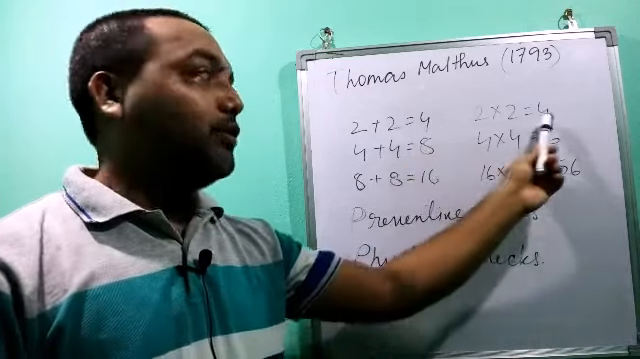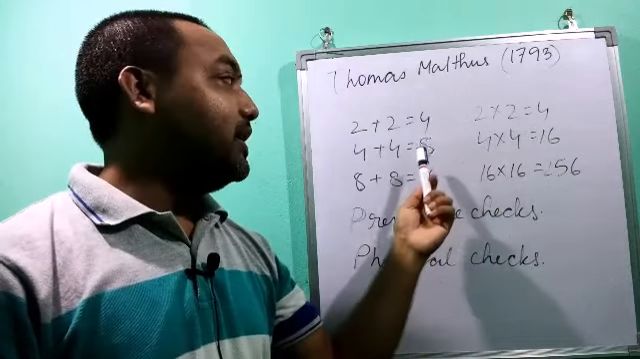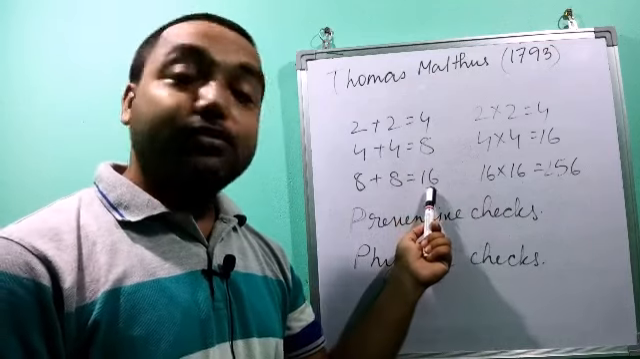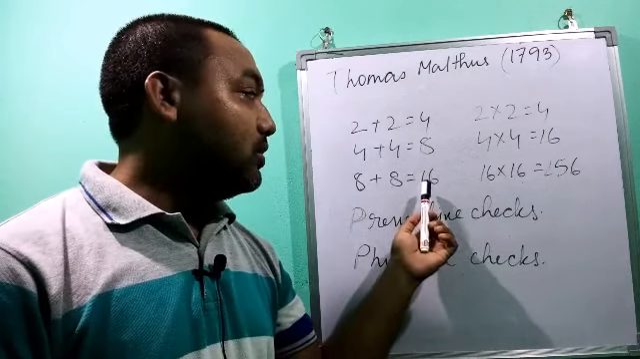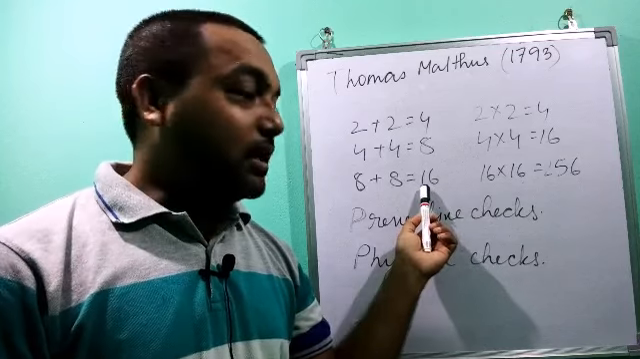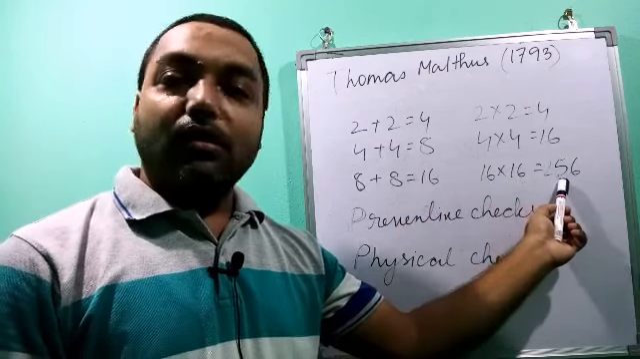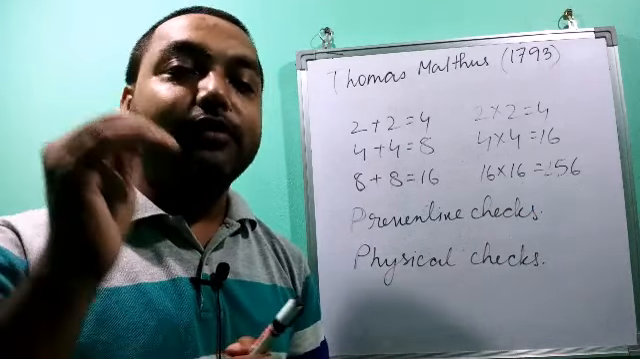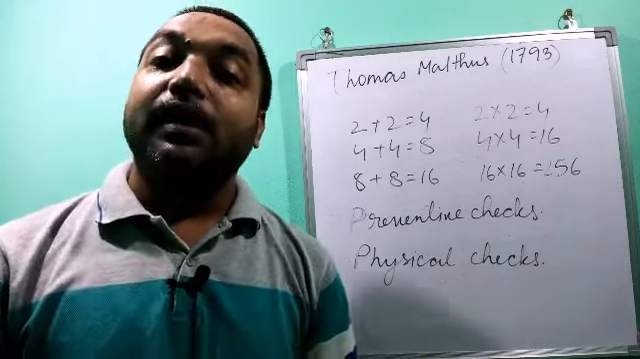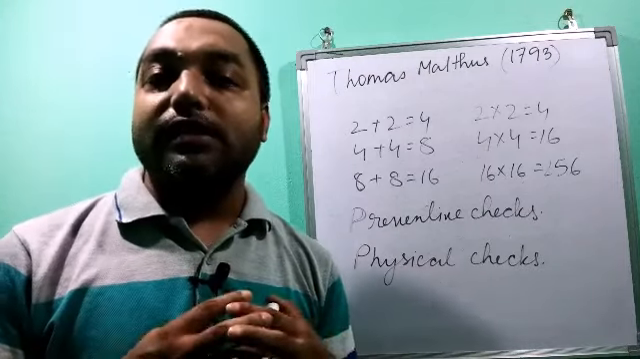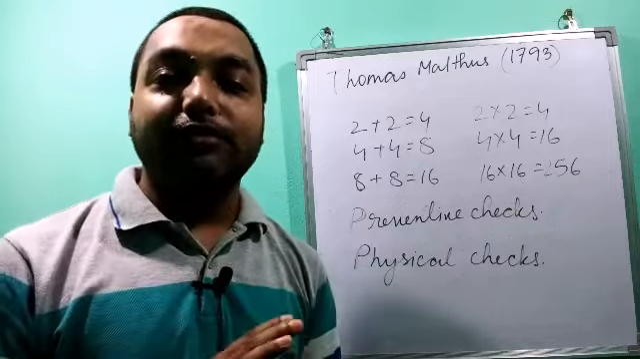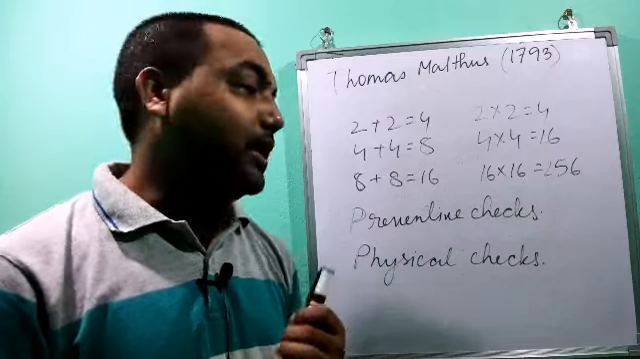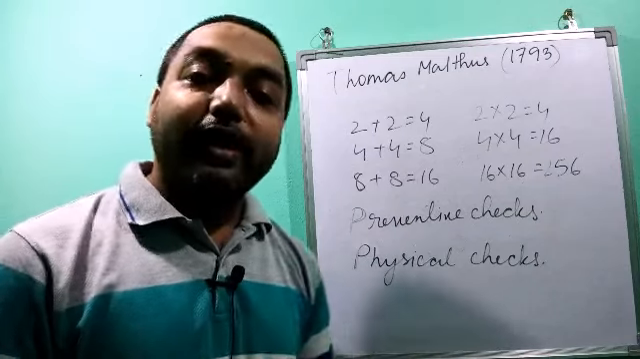Here it was equal, in this portion it was equal, but then population has increased and resources have become less. The gap between resources and population has become very high. As a result, there may be a resource crisis, there may be famine and other different problems which may create trouble in society. So he suggested to have a preventive check.